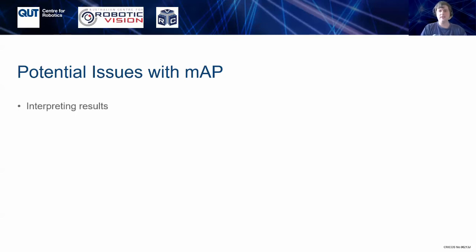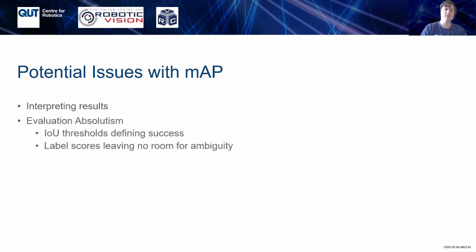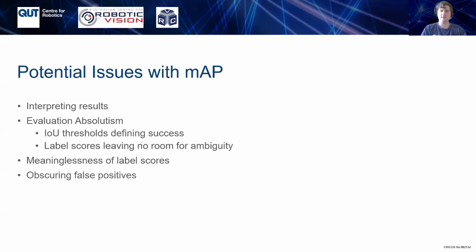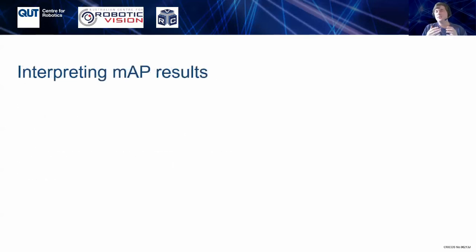So potential issues that I see, in increasing importance, are just the ease of interpreting results, the concept of evaluation absolutism, how meaningless certain label scores can be, and the way that mAP can obscure some false positives. Again, this is all just stuff that I have found within my own research in creating evaluation measures for robotic vision challenges, but I don't mean that mAP is inherently broken, just that there are some things that I think the community should be aware of and we can potentially move past as we go forward.